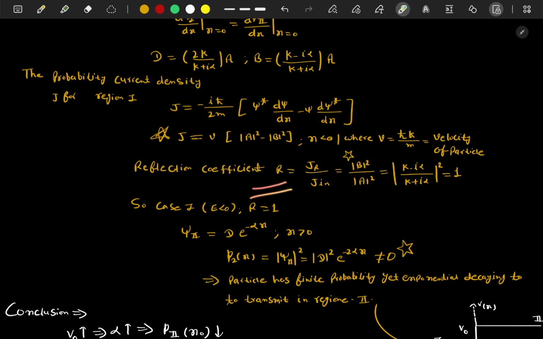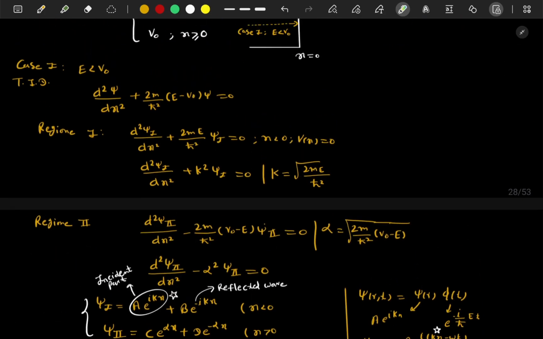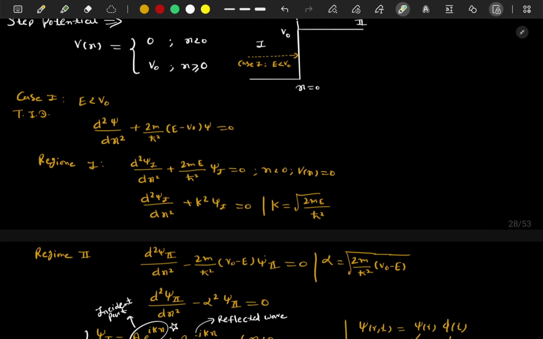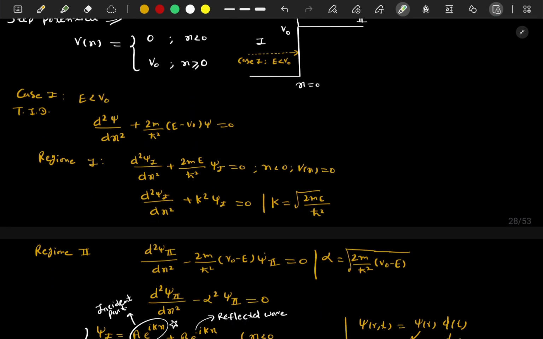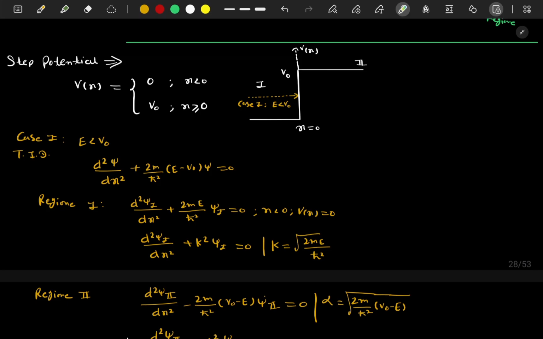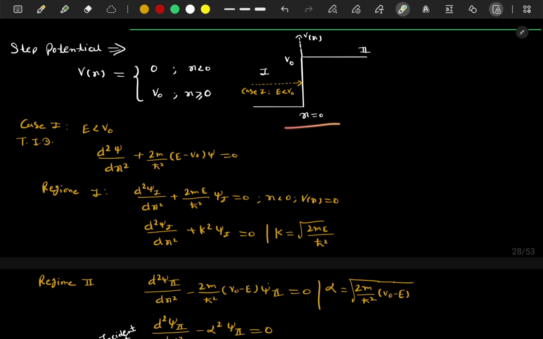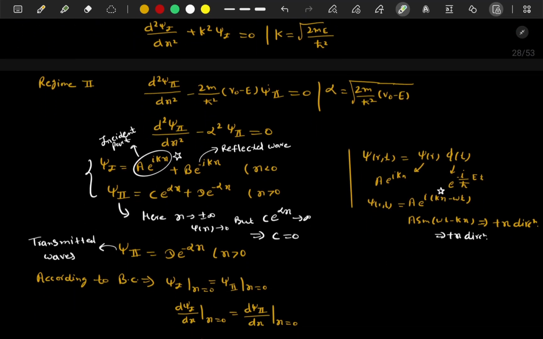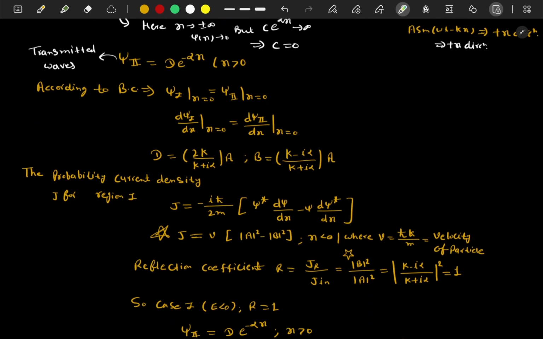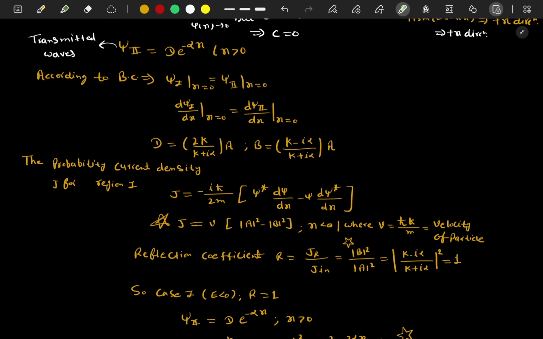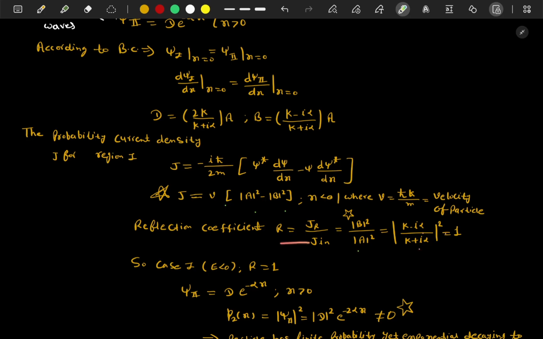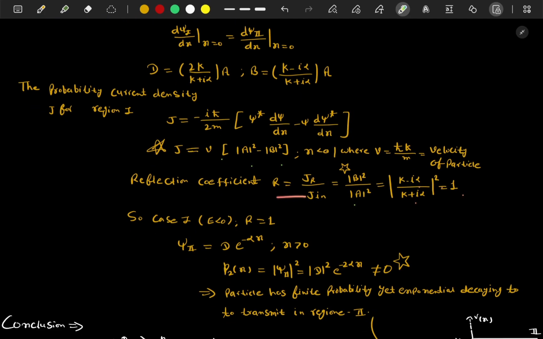Remember, in examination they ask this: step potential. Most of the time it may happen that because there are many cases and many problems, we forget which problem we are solving. So just remember always which problem you are dealing with. At present we are dealing with step potential, and for step potential we have current density equal to v(a square minus b square), and the reflection coefficient is |(k minus iα) by (k plus iα)| square, which is 1.